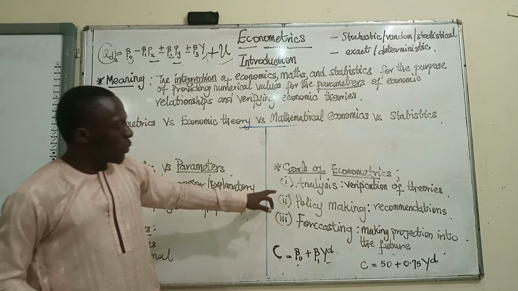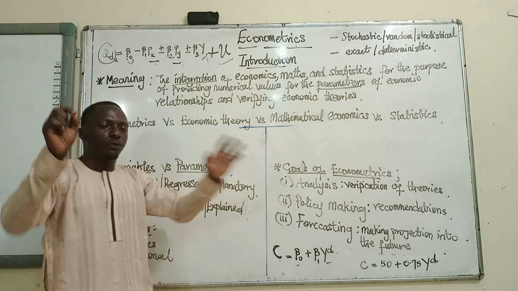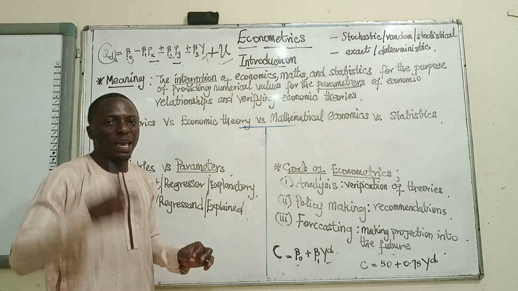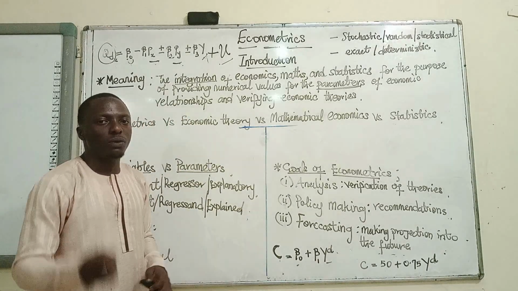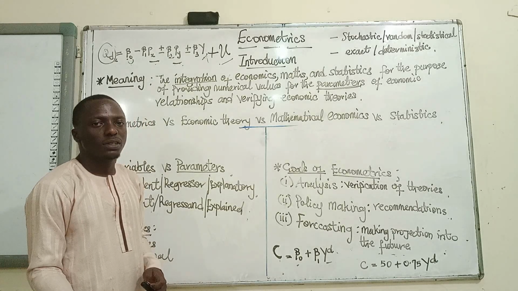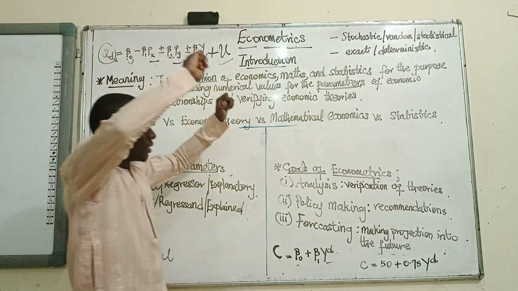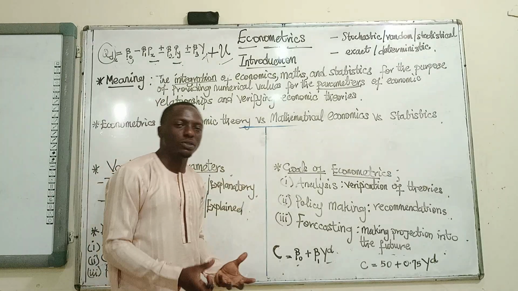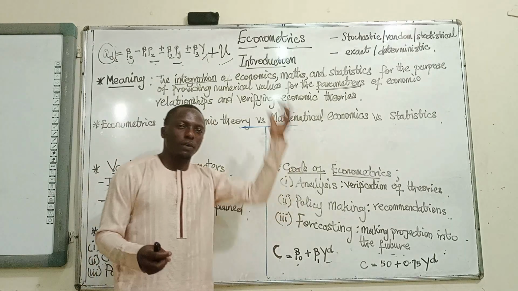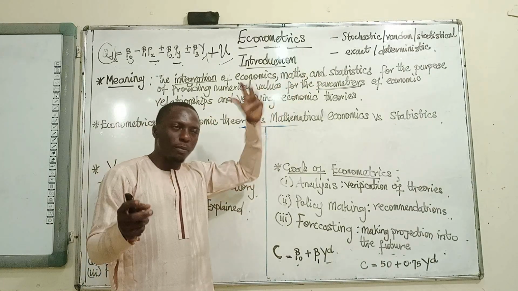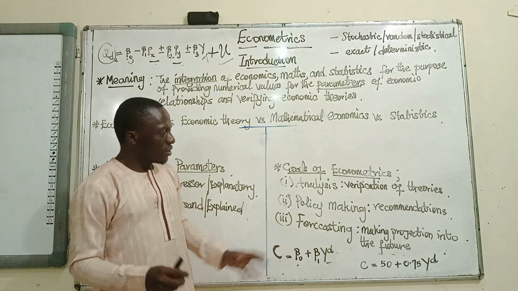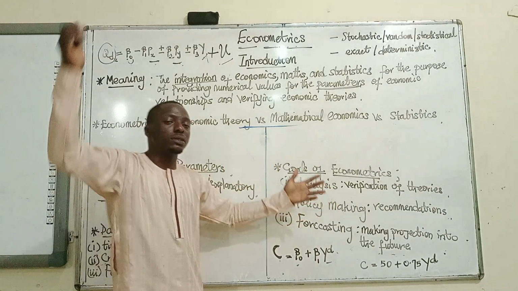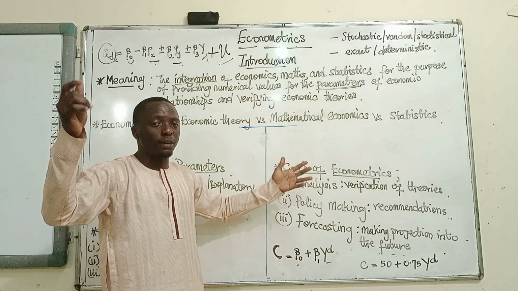Analysis. Now, when we are analyzing, econometrics focuses on explaining or verifying the explanatory power of economic theories. It focuses on verifying how true economic theories are. Let's take an example of the popular Malthusian theory of population. So that says there's an inverse relationship between economic growth and population growth.